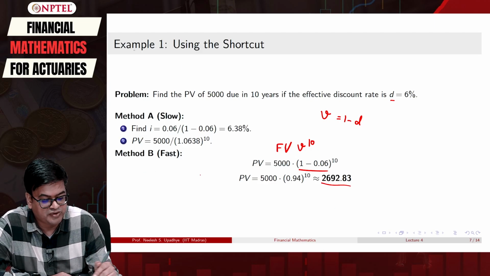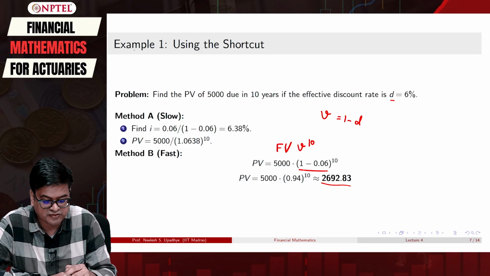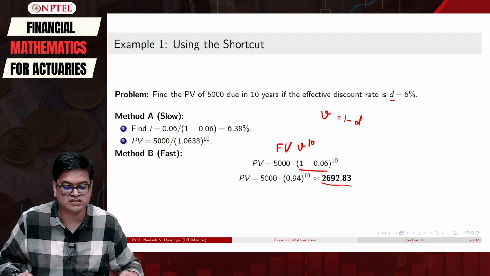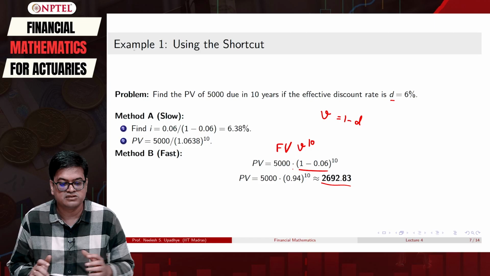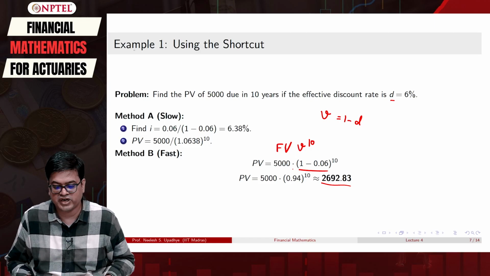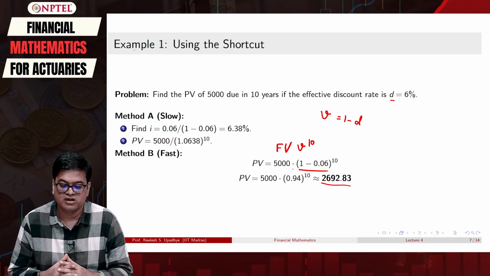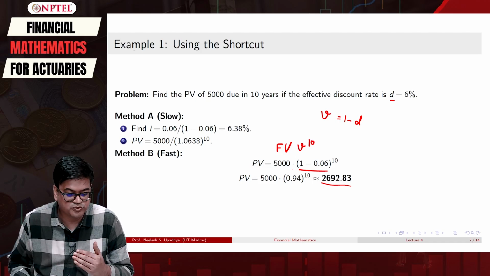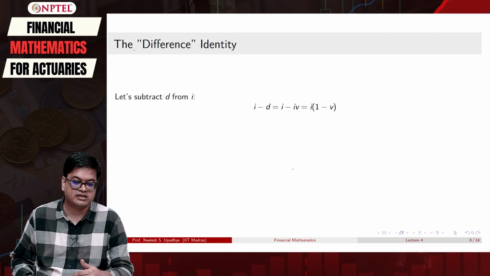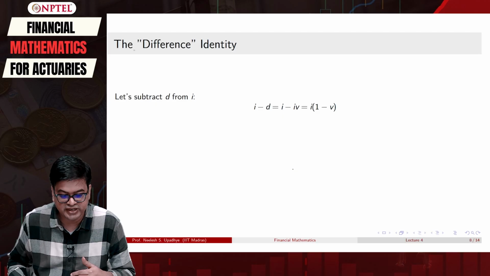So how simplified is this calculation? Roughly in two calculations you got the answer. Here you had to do all these things. So this is one effective way of solving the problems, by memorizing the identities. So let's move further and try to prove some more identities.